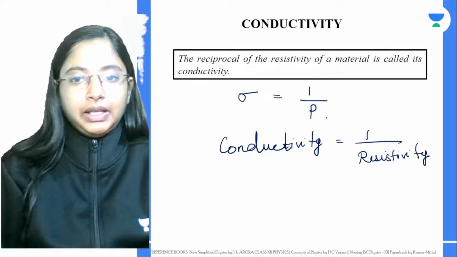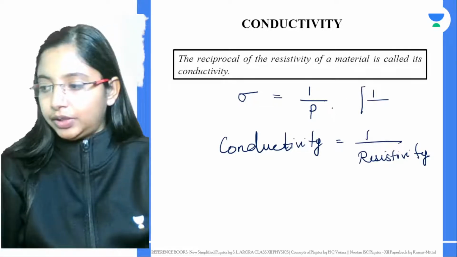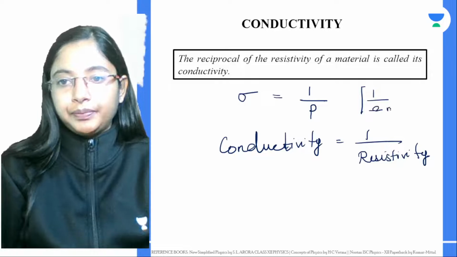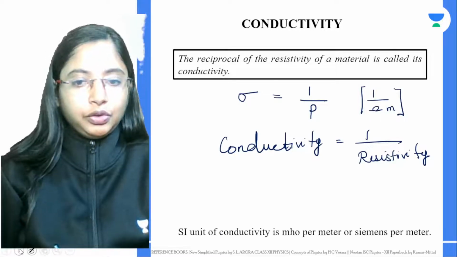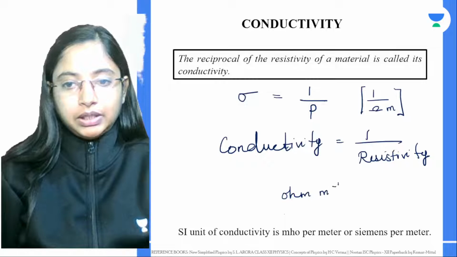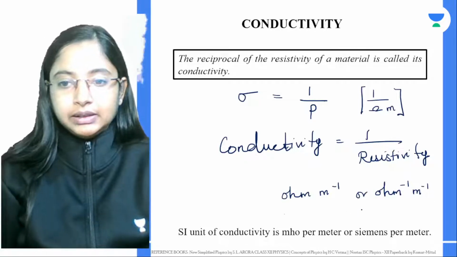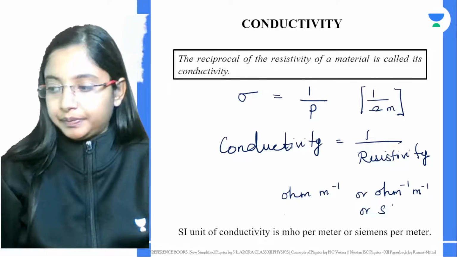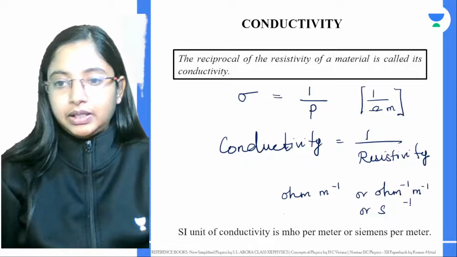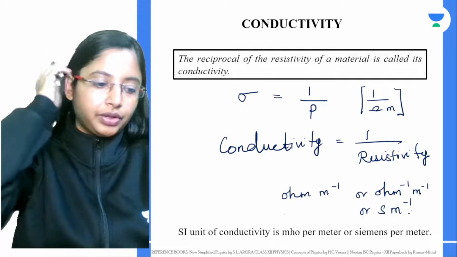So what will be the unit in this case? The unit of resistivity is ohm meter. So the unit of conductivity will be mho per meter, or you can give it as ohm inverse meter inverse, or you can give it as Siemens per meter. These are all units of conductivity, different ways you can write conductivity.